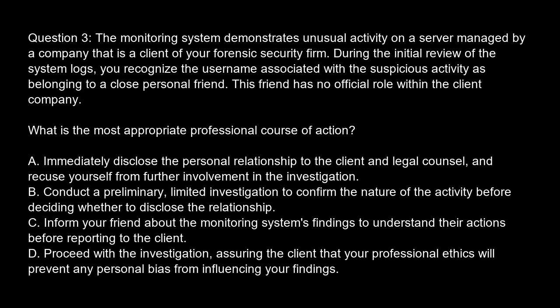Option A. Immediately disclose the personal relationship to the client and legal counsel, and recuse yourself from further involvement in the investigation. Option B. Conduct a preliminary, limited investigation to confirm the nature of the activity before deciding whether to disclose the relationship. Option C. Inform your friend about the monitoring system's findings to understand their actions before reporting to the client. Option D. Proceed with the investigation, assuring the client that your professional ethics will prevent any personal bias from influencing your findings.